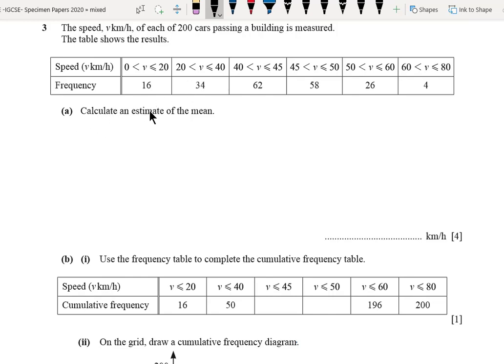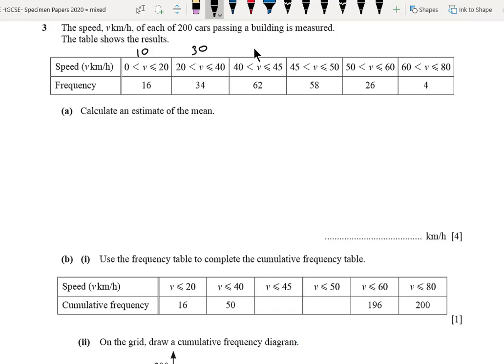A. Calculate an estimate of the mean. It's very easy, but first we should calculate the mid-interval of each interval. Here we have 10 and here we have 30. How can we calculate it? By adding 20 and 40, the upper and lower limits, and dividing them by 2 as you get the average.